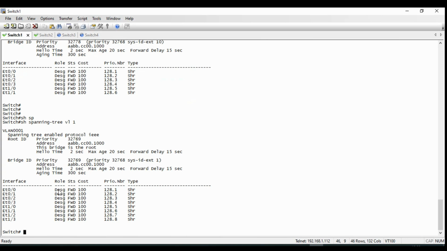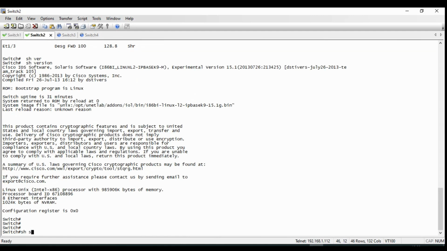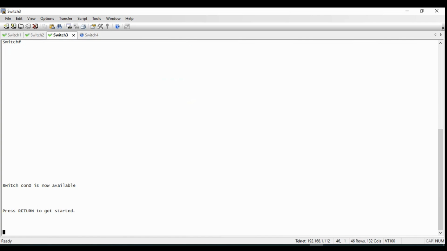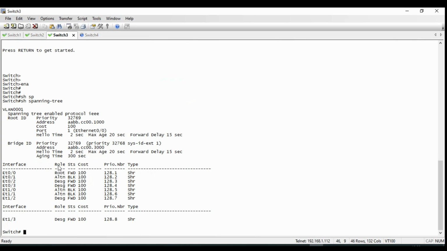And once it is a designated port, its status is forwarding, which I will talk about later. Right now we have to understand the election of the root bridge and the designated port. If you see here in switch 2, VLAN 1, there are some ports which became designated, some ports which are root, and some ports which are alternate, which is a blocking mode, and other ports which are designated. If you go to switch 3, you have to do the same calculation. There are some ports root, alternate, designated, alternate.